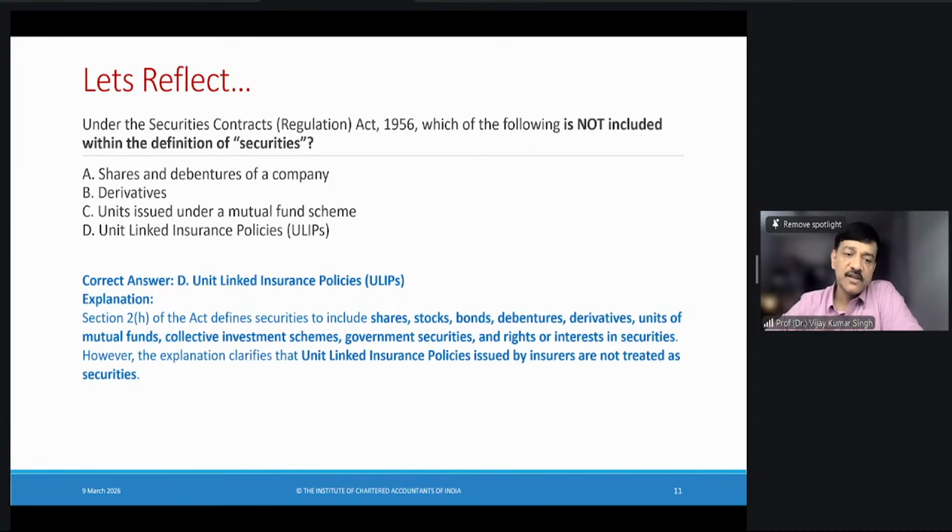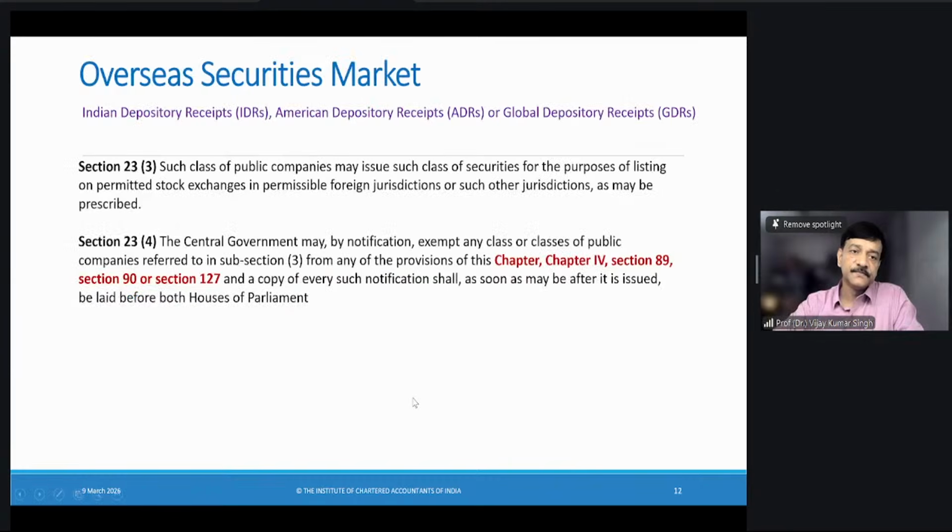So section 2H of the Act defines securities to include shares, stocks, bonds, debentures, derivatives, units of mutual funds, collective investment scheme, government securities, and rights or interest in securities. However, the explanation clarifies that unit linked insurance policies issued by insurers are not treated as securities. Okay. So this is the definition. Let us now further move. So in section 23, they also talk about overseas securities market. Okay. So overseas securities market.